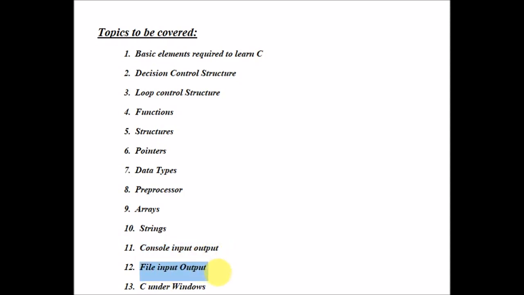The next topic, file input output, same thing. Its usage, importance, where it is used, and the most frequently asked interview-related questions. I'll cover all these points in my next session.